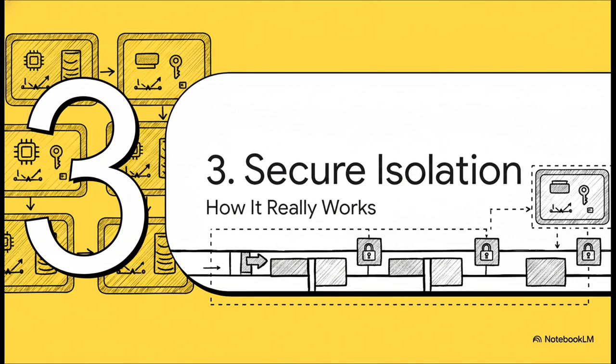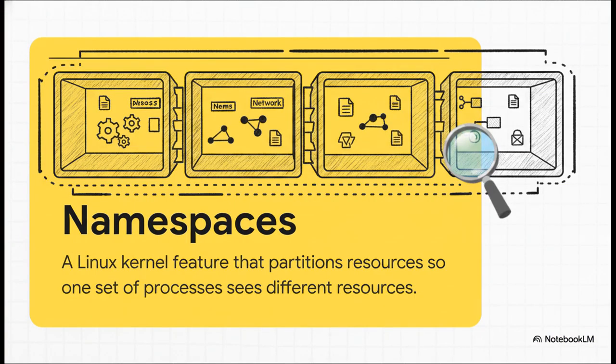Section 3. Secure isolation with namespaces. Okay, the first key kernel feature is called namespaces. The best way to think of a namespace is like a soundproof room with one-way mirrors for walls. Inside that room, a process has its own private, exclusive view of the system. It sees its own process list, its own network, its own file system.